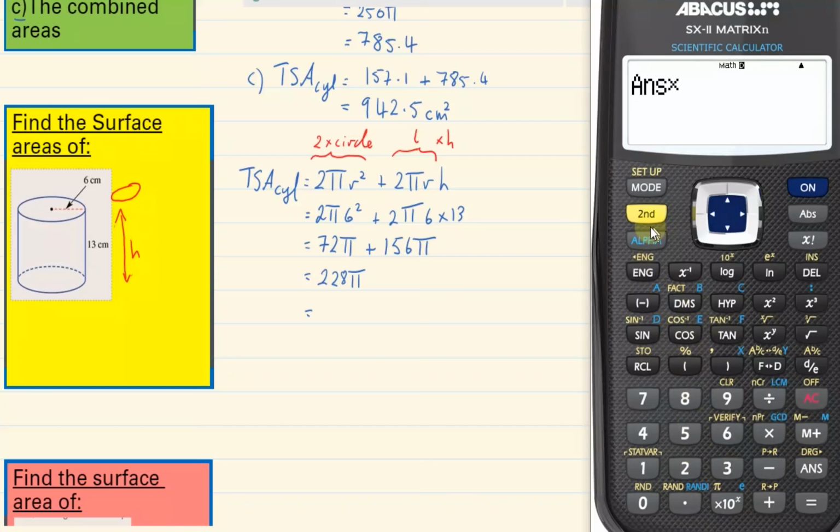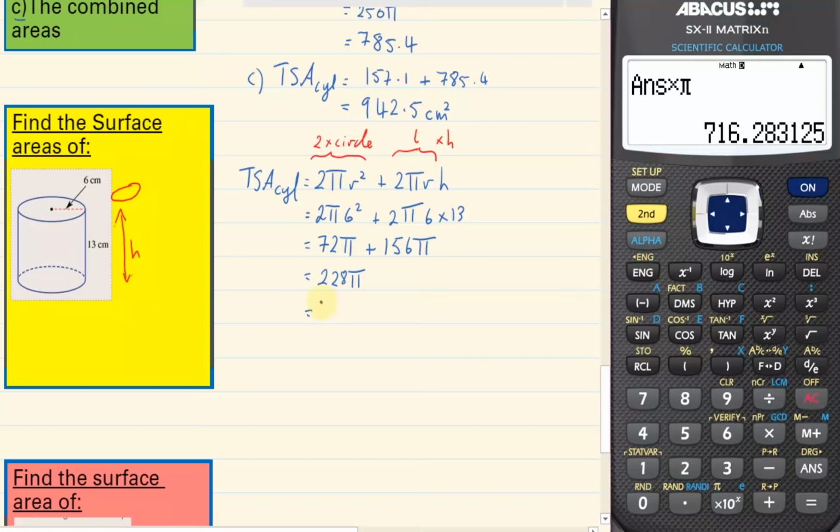So let's go and multiply our answer by pi. Oops, where did that 10 come from? Delete button. There we go. And I get a value of 716.3. It's a form of area. So we've got that. Okay.